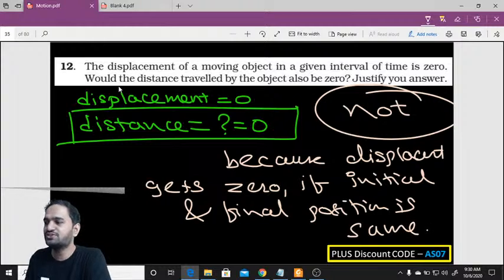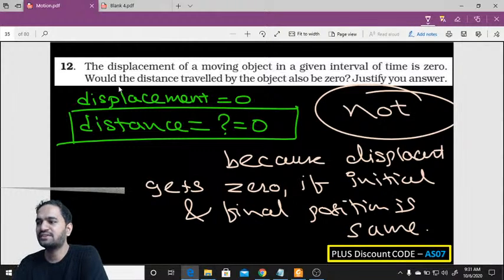Is it understood that if the initial and final position is the same, then you can say displacement is 0, but distance won't be 0 in that case. Distance won't be 0. Okay, so that's that. Now let us move to the next question.